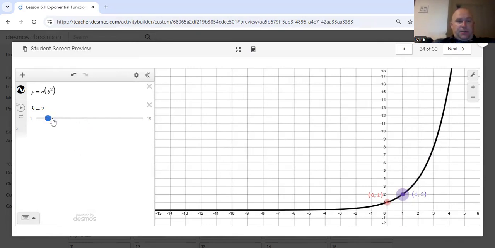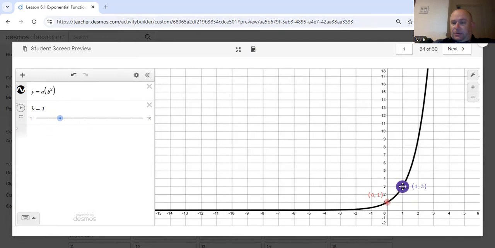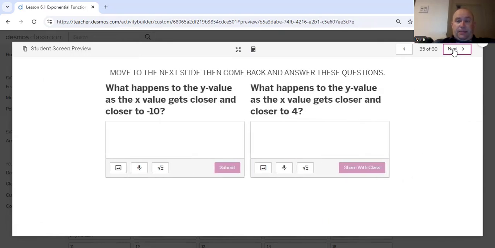If I was to change this to 3, then you can see it goes through 1, 3, but you would also notice it goes through 2, 9 as well, 3 times 3 being 9. So that's the kind of difference between the quadratic and the exponential. The quadratic is just going to be things that are squared. That's not going to be necessarily true for this one.